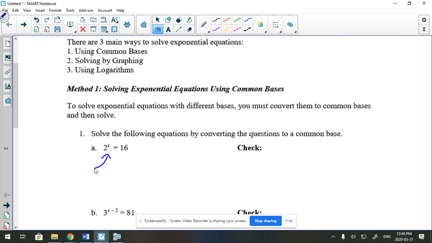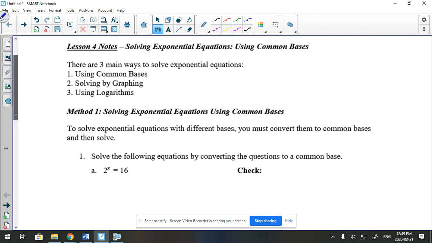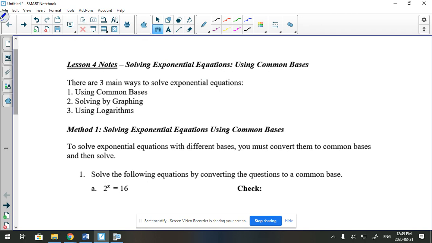So there's 3 different ways we're going to learn this semester. Like I said, logarithms is a really quick and easy way, but you won't learn that till our next unit once we dig into logarithms. So today we're going to solve by using common bases. You can also solve these by graphing, which we'll talk about on Thursday. And the last way is using logarithms, which we won't do until our next unit. So today, using common bases.